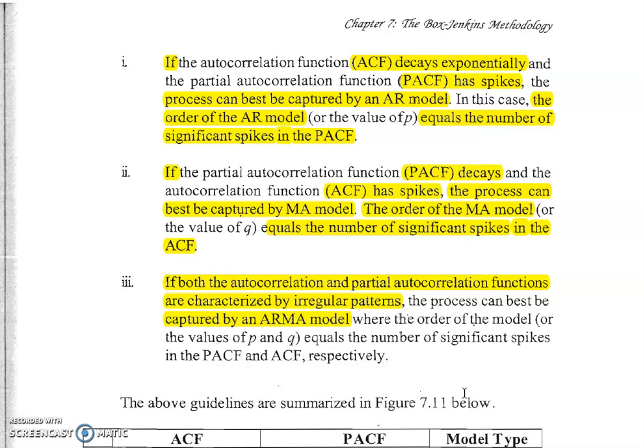If both the ACF and PACF are characterized by irregular patterns, the process can best be captured by an ARMA model. So ini merupakan serba sedikit tata cara untuk kita mengenal pasti berapakah bilangan P dan Q dengan merujuk kepada ACF dan PACF. So in short, in order to get the number of P, how many AR parameters that we need to use, we can look at the PACF. Meanwhile, in order to get how many theta, how many Q in the model, we can look at the ACF plot.